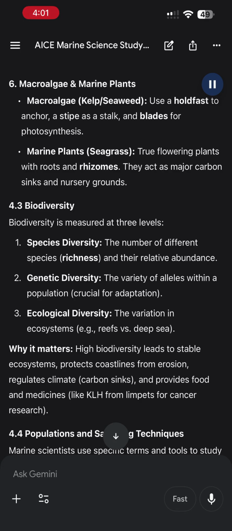1. Species diversity: the number of different species, richness, and their relative abundance. 2. Genetic diversity: the variety of alleles within a population, crucial for adaptation. 3. Ecological diversity: the variation in ecosystems, e.g., reefs versus deep sea. Why it matters: high biodiversity leads to stable ecosystems, protects coastlines from erosion, regulates climate, acts as carbon sinks, and provides food and medicines like KLH from limpets for cancer research.